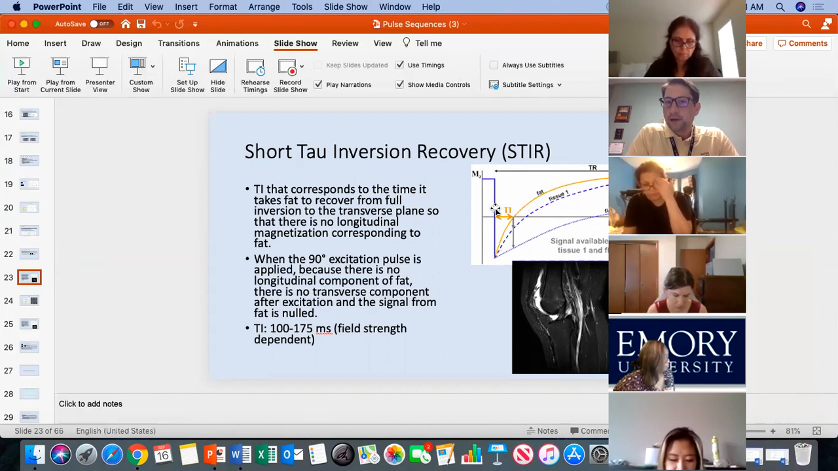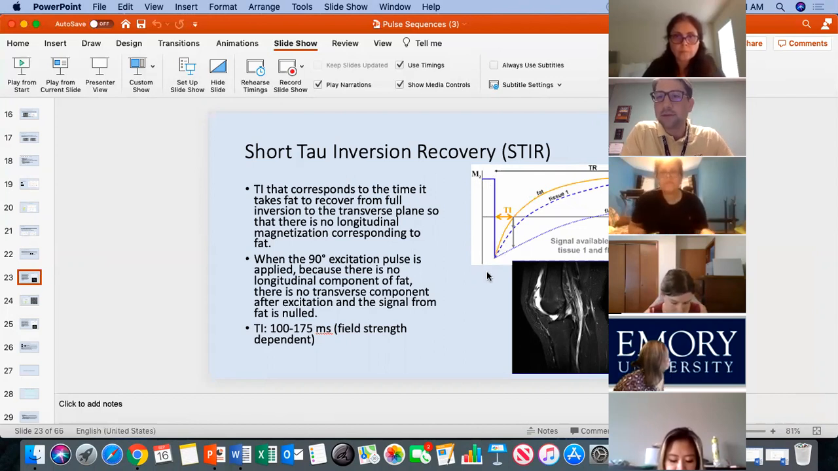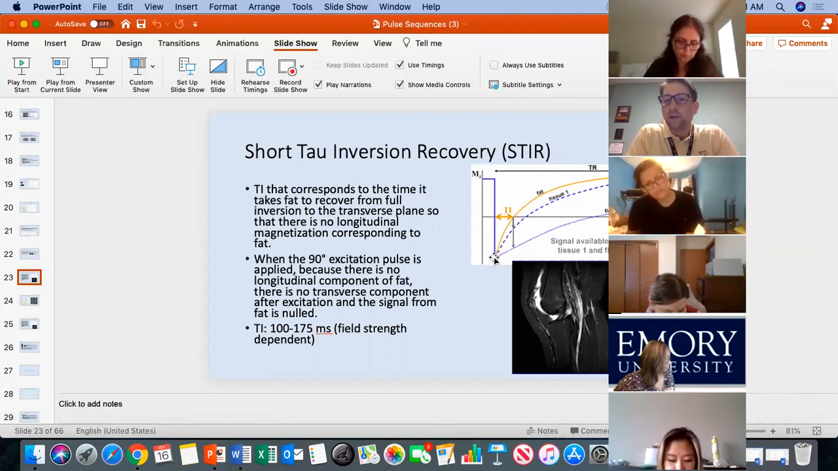So remember with our inverting pulse, we flip all of our tissues down and completely saturate them. So we almost flip them 180 degrees from the longitudinal axis. So imagine that arrow is standing straight up here. We just flip it down so that it's now pointing down. And once we turn off that inverting pulse, all of our tissues start to recover just like they normally do, like in a T1 recovery curve.